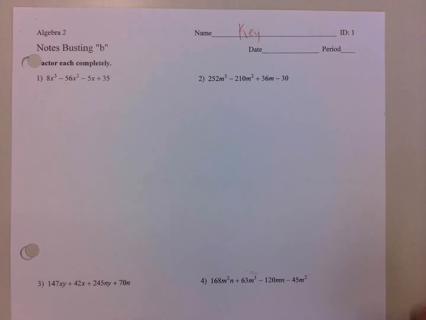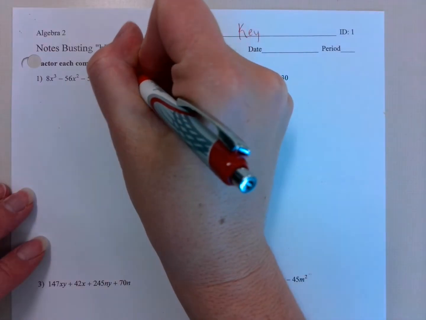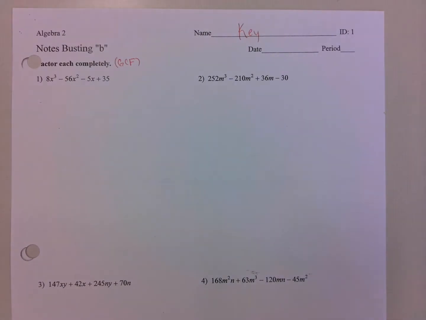All right, welcome back. We are doing some more factoring. So let's go over a couple ideas. No matter what you're given when you factor, you want to take out the GCF. That is your first priority. Find that GCF. And once you take out the GCF, you have a lot of decisions to make from there.